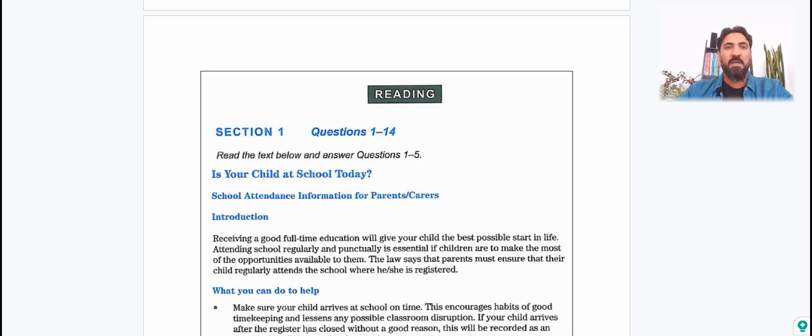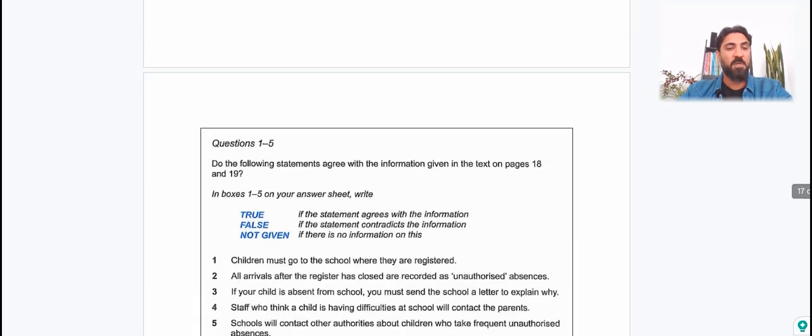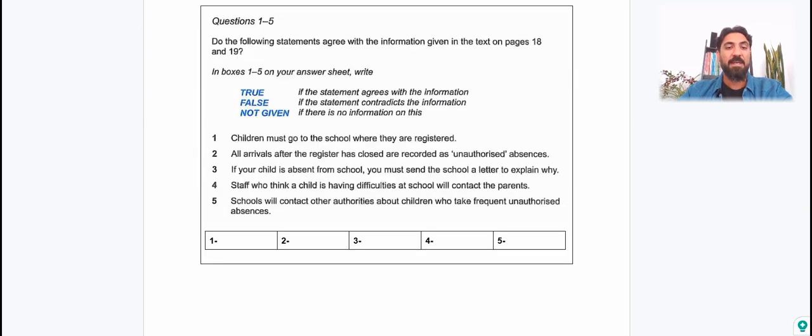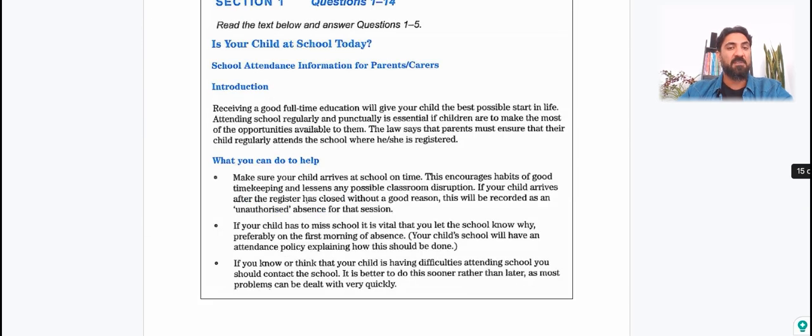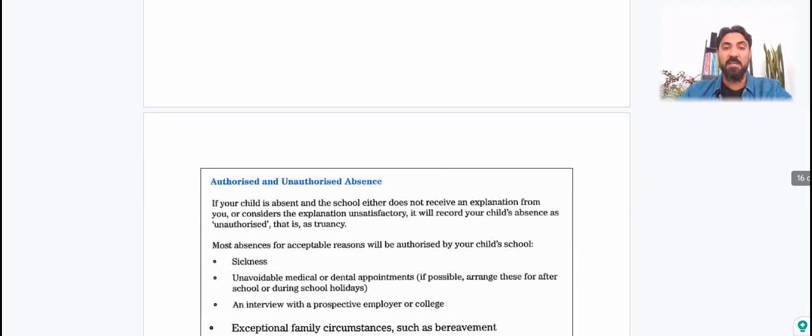The reading starts with, again, a paragraph sometimes, a reading text, or sometimes the question comes at the beginning. So as you can see, again, we have section 1, questions 1 to 14 are done here. We have a topic, is your child at school? So you read the questions first to see what kind of question you need to answer. There's true, false, not given. And then you come back to the text and you have some techniques to answer the question, which we will fully work on in the classes.